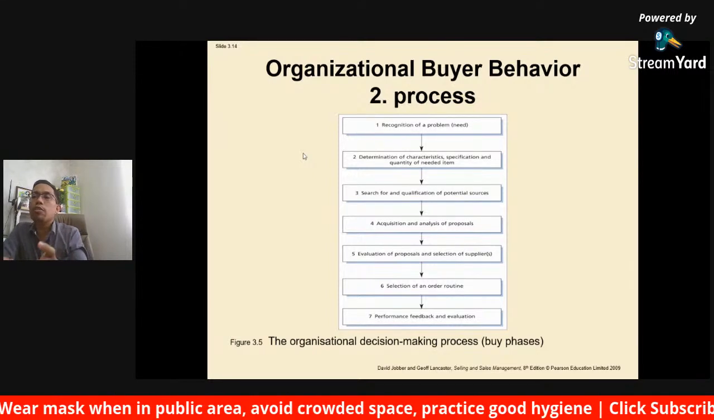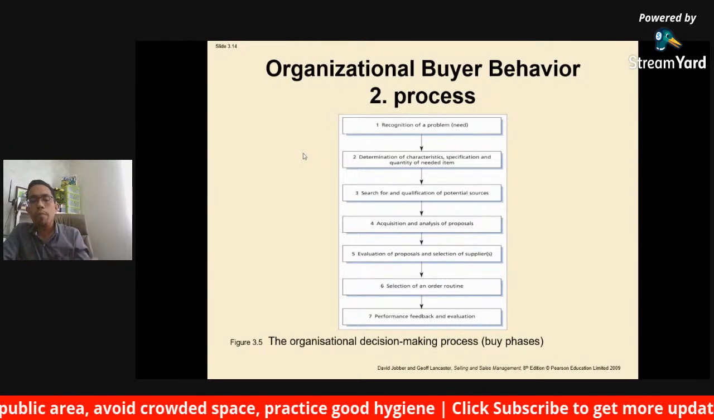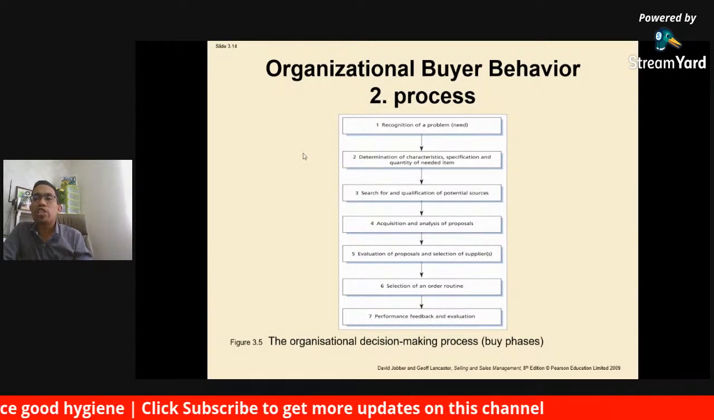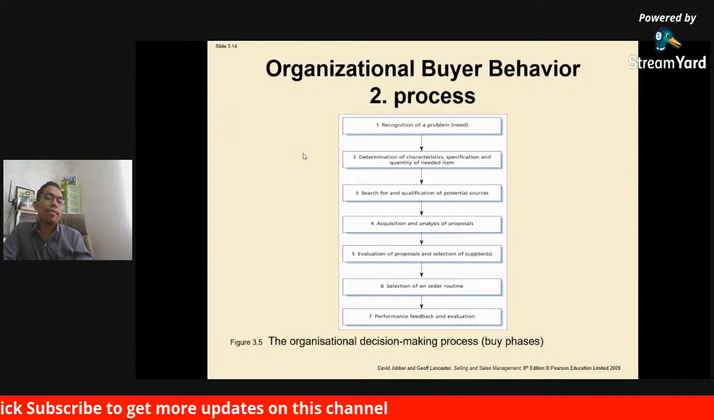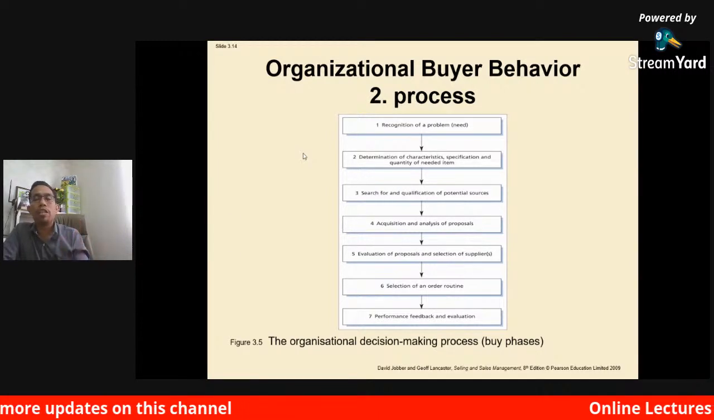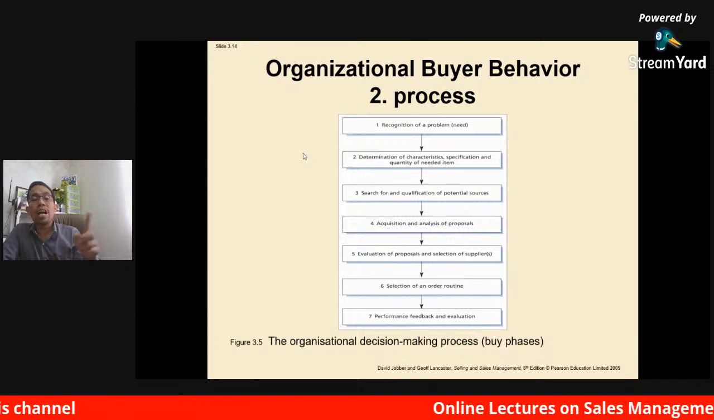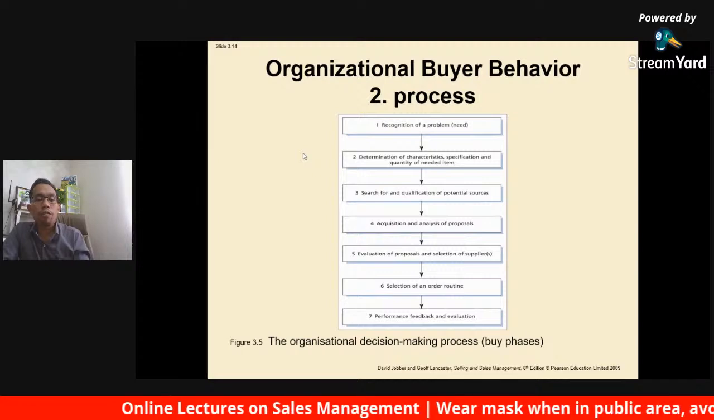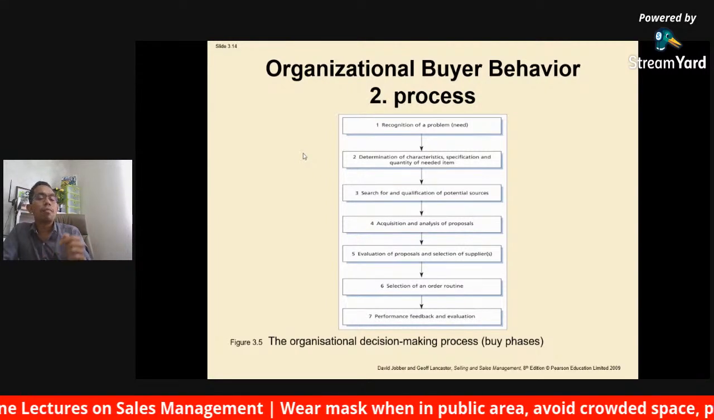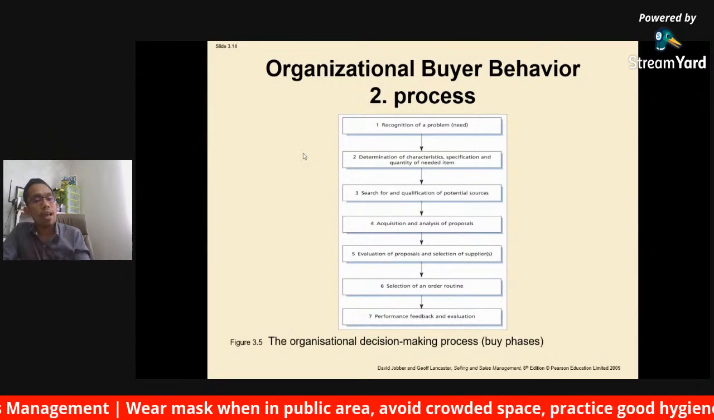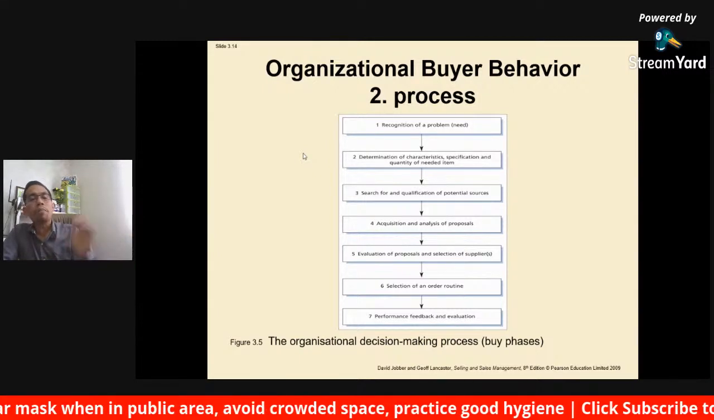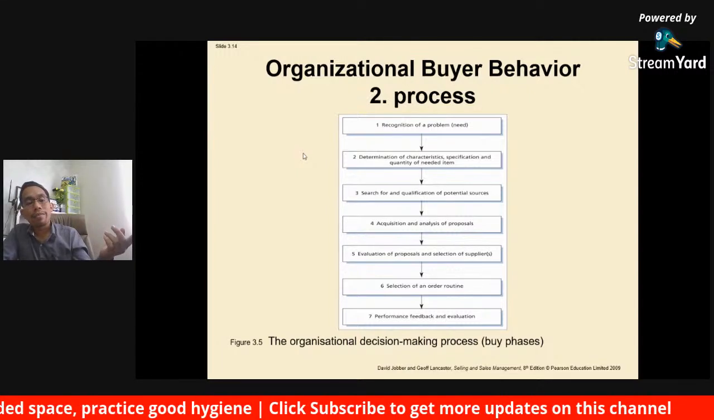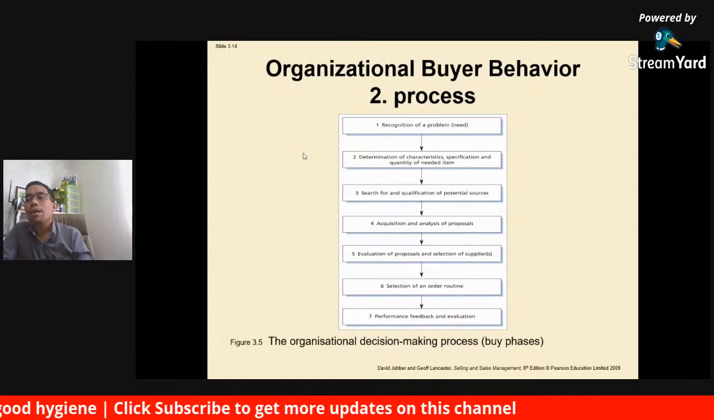Starting with recognition of the problem. The same, yes: a company has problems, and an end consumer also has problems. Then determination of the characteristics, specification, and quantity of the needed item. I already mentioned the situation where the worker asks for an inventory management system. At the same time, other people prefer more features, more functions included in that system, which comprehends all the processes. Yes, that happens if more than one idea contributes to buying the product.